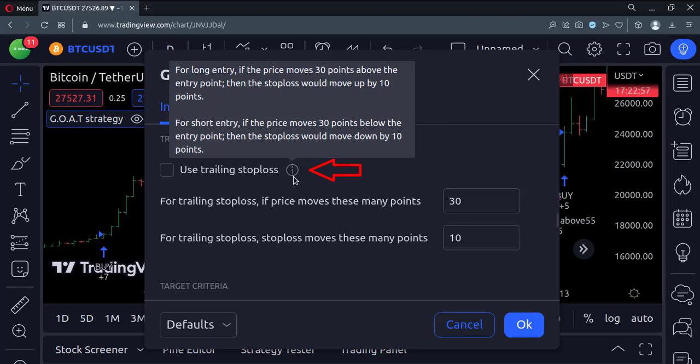Similarly, for the short entry, as the price moves 30 points below the entry level, the stop loss will move down by 10 points. So that's an important feature of our strategy, called trailing stop loss. Okay, we have come a long way. Let's see the next thing.